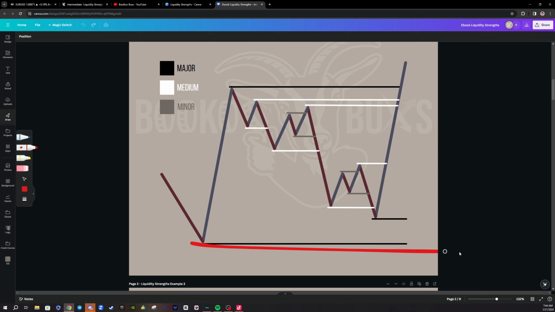Another example, we have the biggest range here, so that represents the major liquidity by black, and then you have the white, which represents medium. You have a range within the range, but then even within that range, you have another range or ranges, which are from here to here, which represent the minor liquidity.